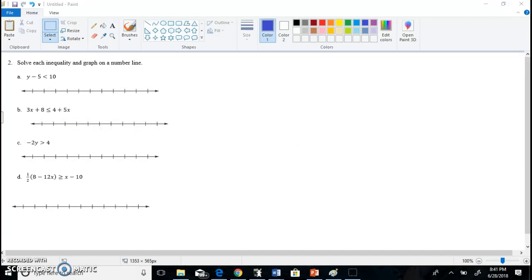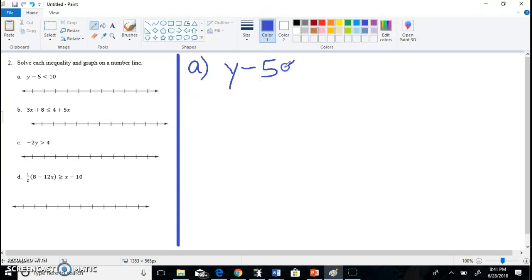We're going to start solving some inequality equations. So the rules here are just like solving regular equations. So I'm hoping you will remember some of this from a previous course. So let's look at A. A has y minus 5 is less than 10.